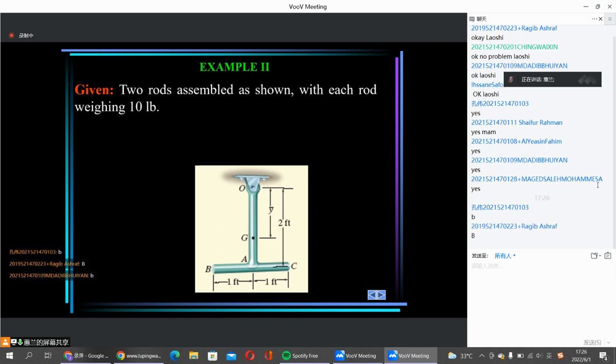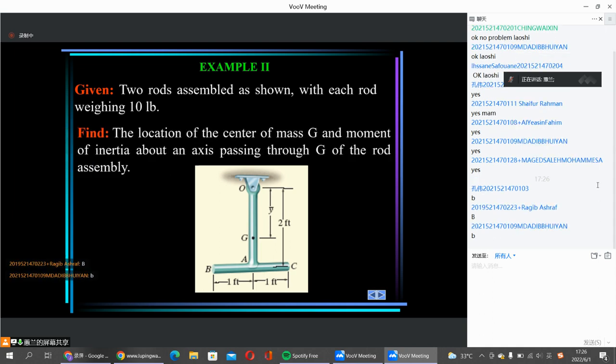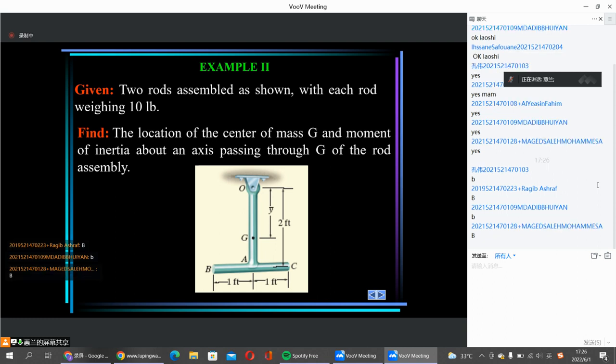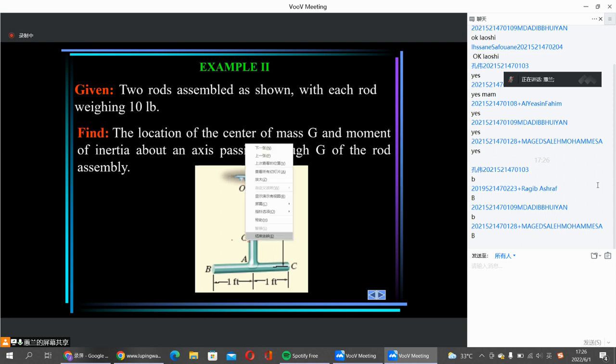Two rods assembled as shown, with each rod weighing 10 pounds. We need to find the location of the center of mass G and the moment of inertia about an axis passing through G of the rod assembly. Here we have the assembly. We need to find the mass moment of inertia of the assembly about the mass center. But first, you need to find the mass center. How to find the mass center? This is what we have learned before in statics, right?